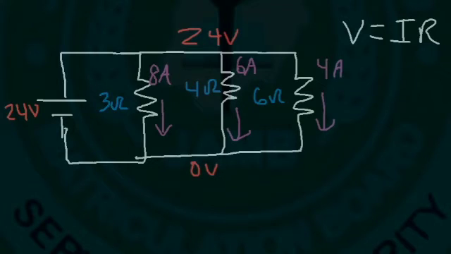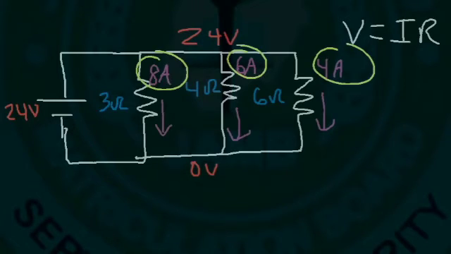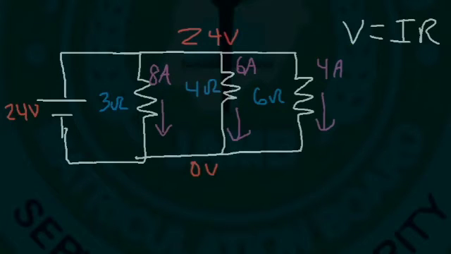So therefore, what is the current that leaves the battery? The current that leaves the battery is the sum of the 3 currents. It's 4 plus 6 plus 8. So 18 amps leaves the battery.